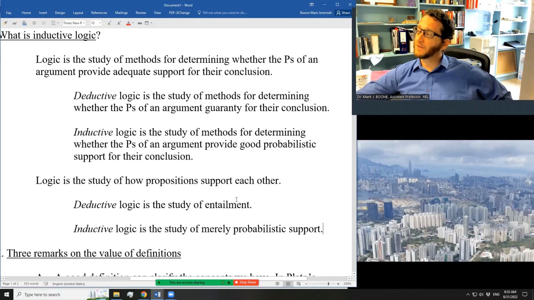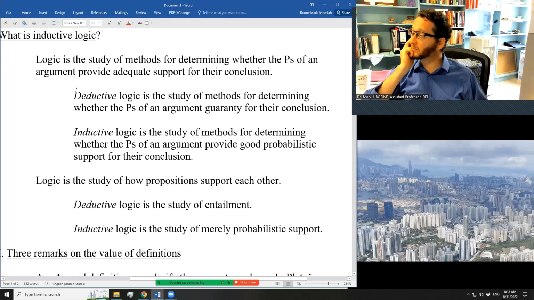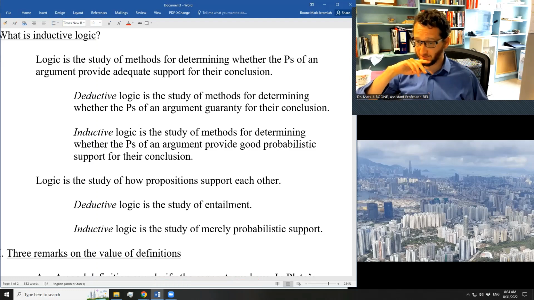And that includes the study of methods for determining whether that support is in place, but it also includes the proofing method, where we normally assume that a conclusion is indeed entailed, guaranteed by its premises, and we demonstrate that it is such. We're still studying that entailment, but we're not testing for the entailment. We're just studying the entailment.